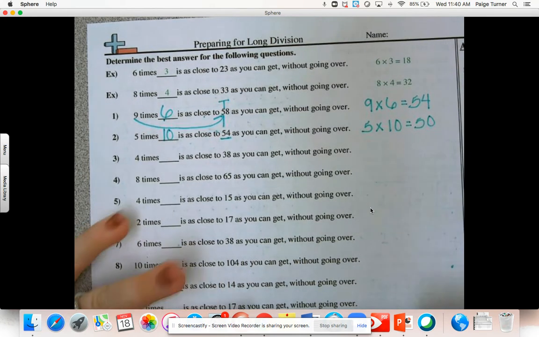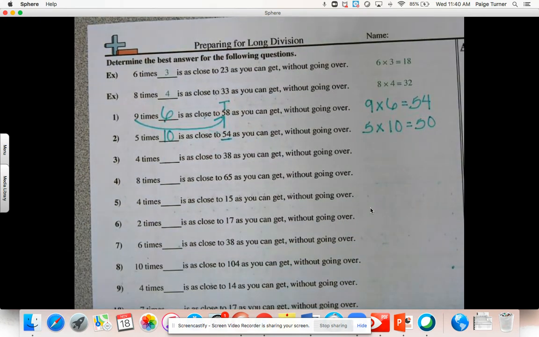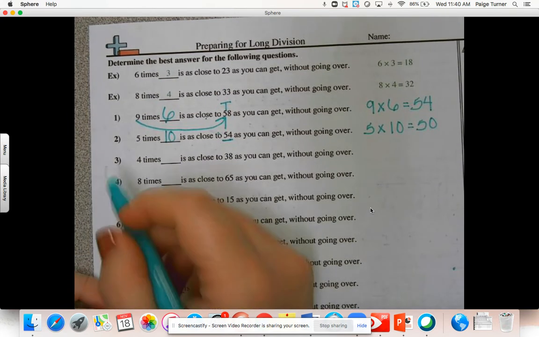Because we know that 5 times 10 is 50, okay? If you can already kind of start to do this, it is going to help you a lot when I show you how to do some pretty big division problems here in a minute. So this is basically what you're going to have to do. All right, so number 3.